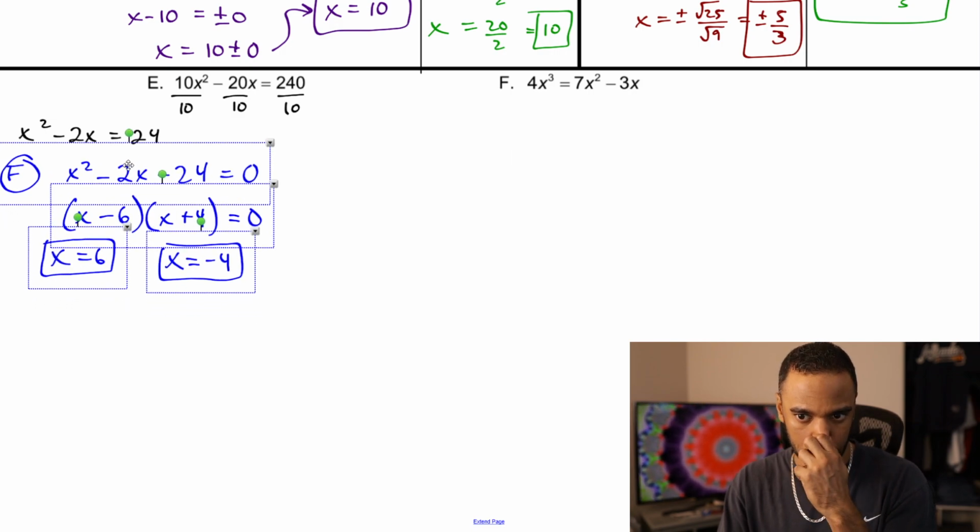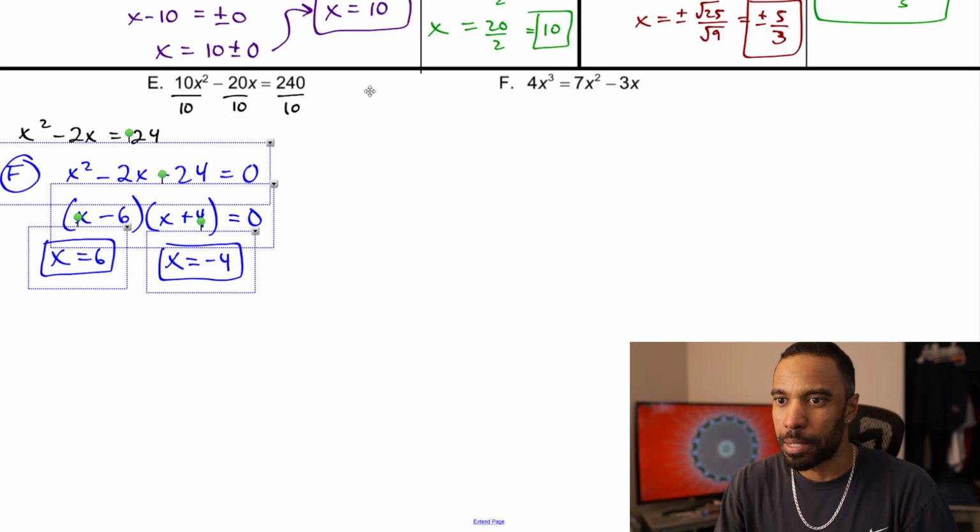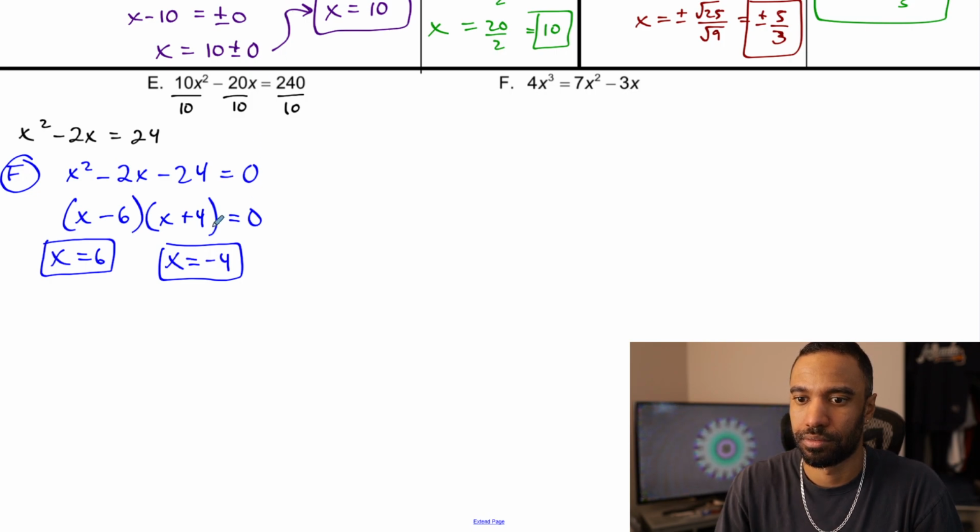Sorry, I wonder why my nose is itchy. People think I'm picking a booger. My nose is just itchy. Well, maybe I'm picking a booger. Who knows?